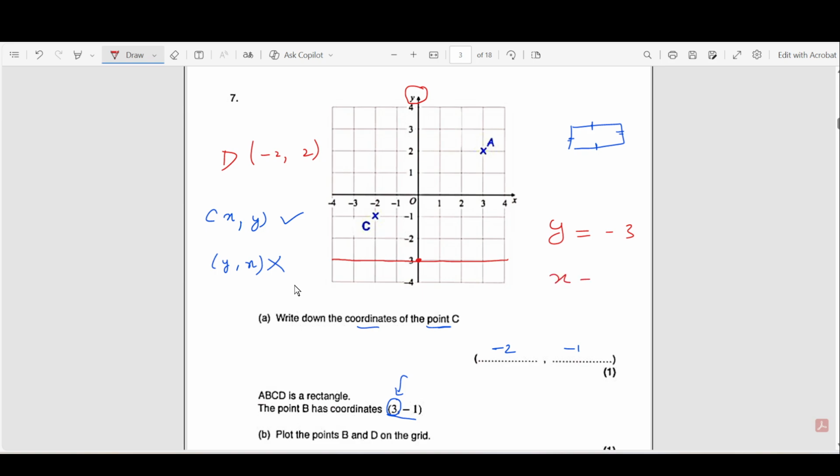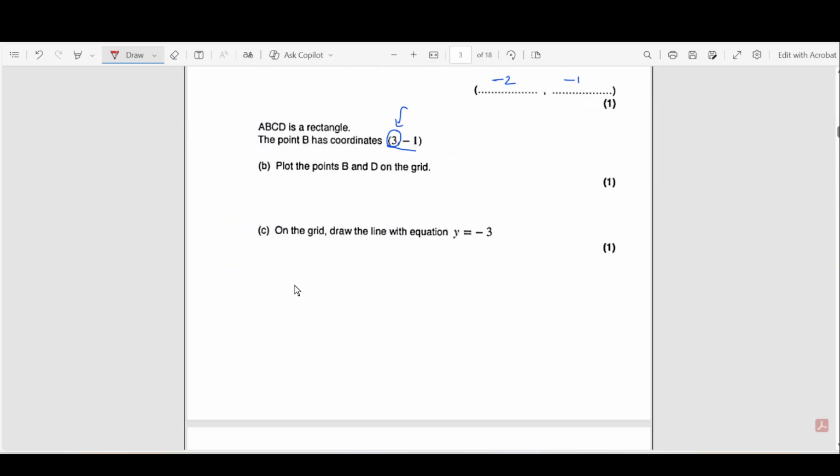Suppose it says x equals 2. So on the x-axis, there we have a +2. So just make a line which passes through 2 parallel to the y-axis. That's how we draw it. Okay.